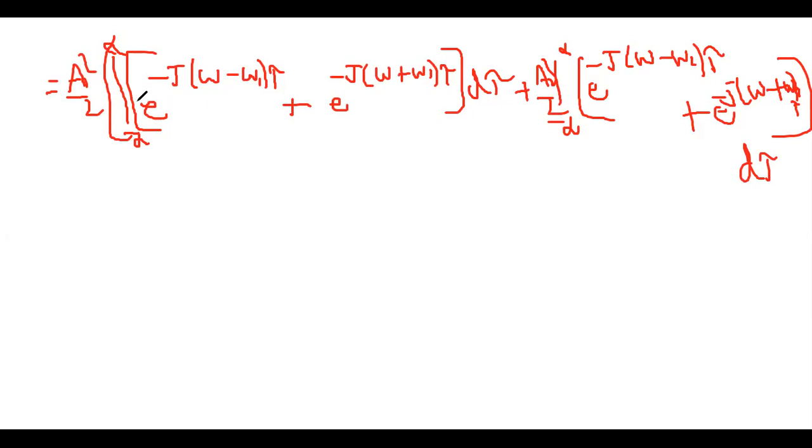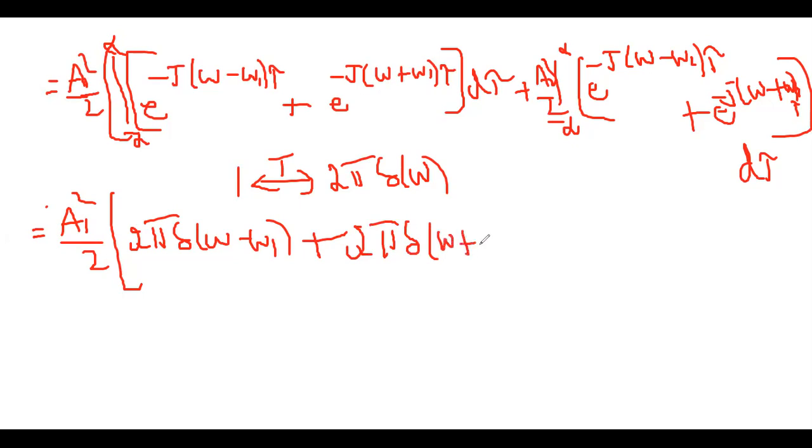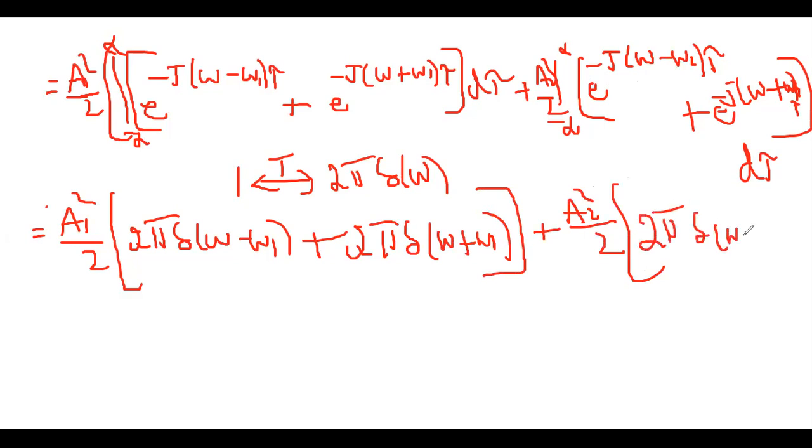Now observe here, it is the Fourier transformation of 1. The Fourier transformation of 1 we know is 2 pi into delta of omega. Here the variable is omega minus omega 1. So it equals a1 square by 2 times 2 pi delta of omega minus omega 1, plus similarly 2 pi into delta of omega plus omega 1, plus a2 square by 2 times 2 pi into delta of omega minus omega 2 plus 2 pi into delta of omega plus omega 2. The 2s get cancelled, so you can take the common.